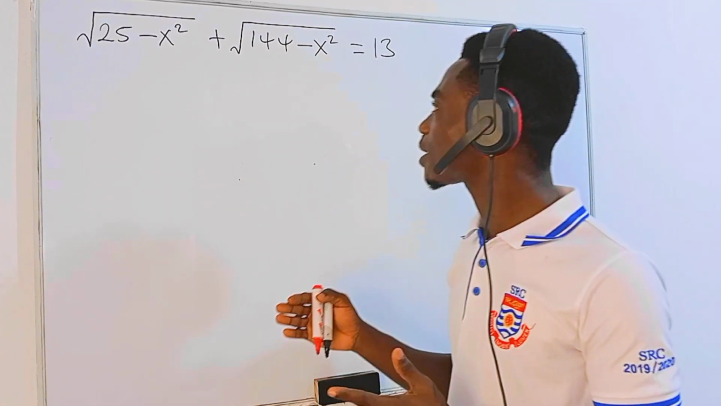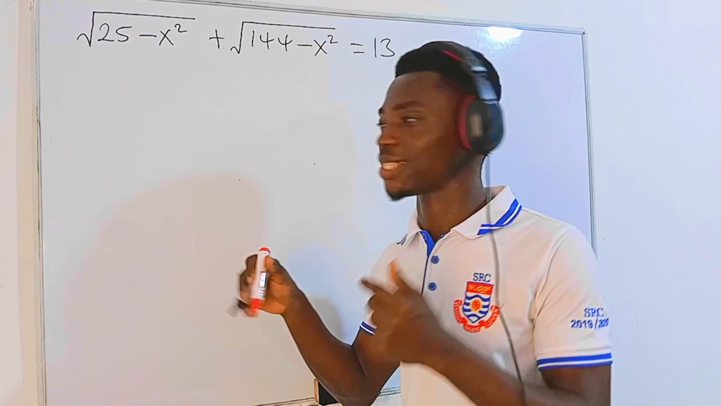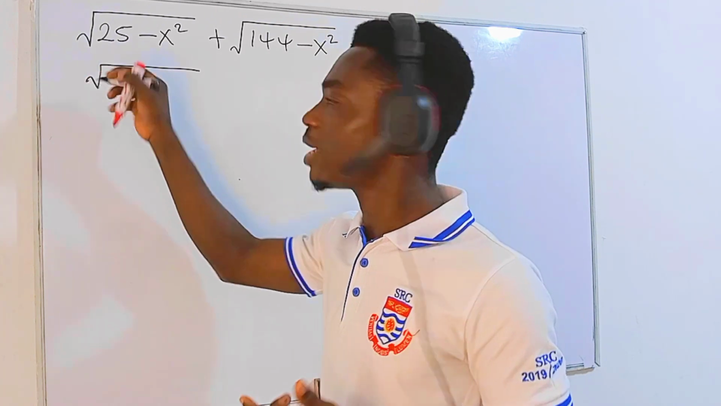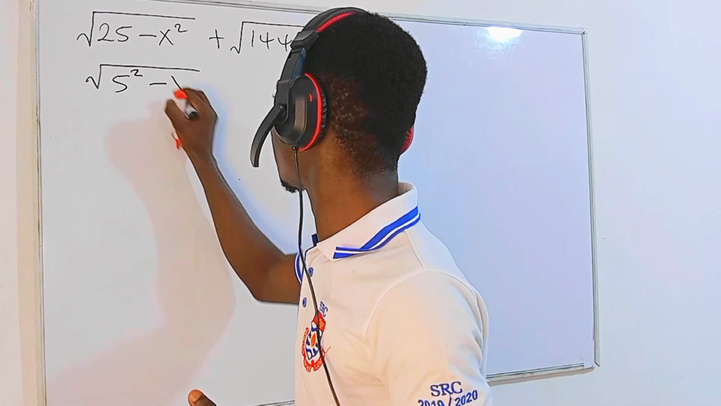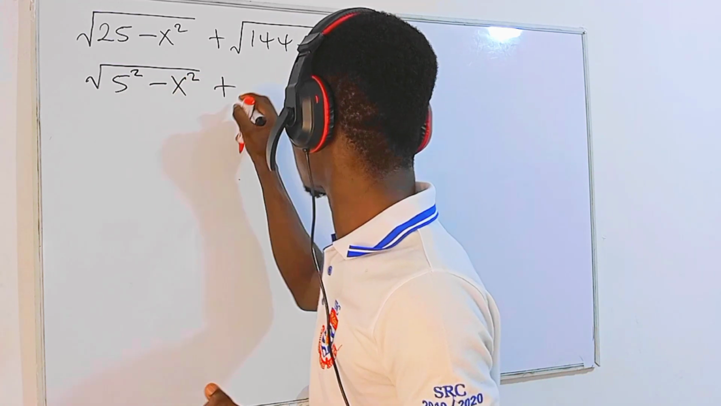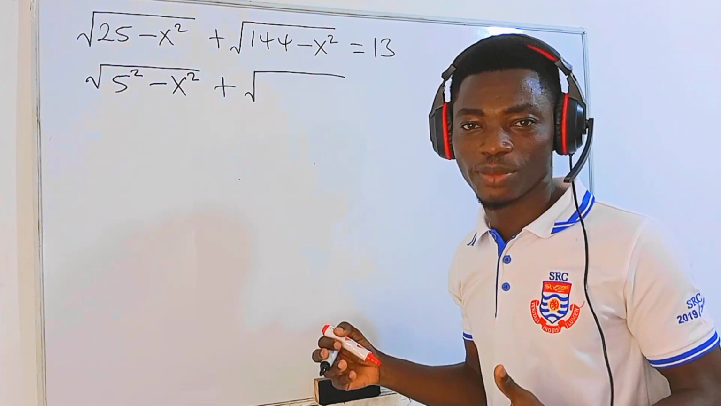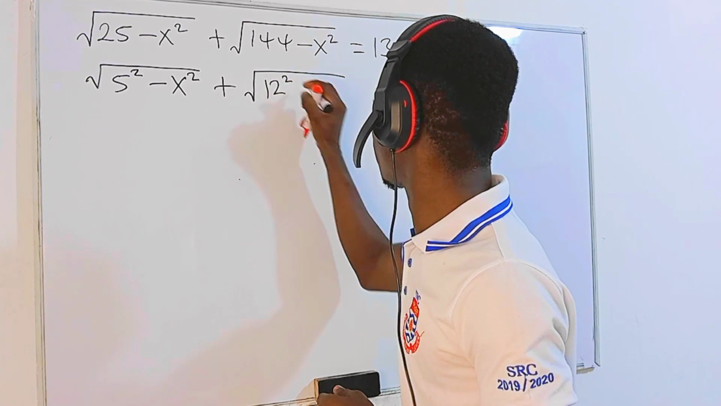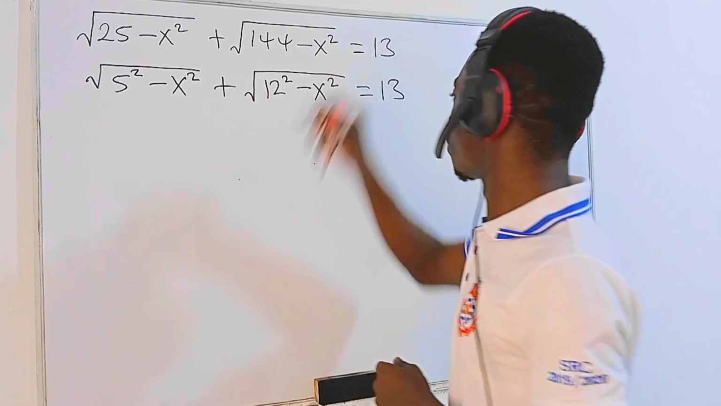In fact, the very first thing I'm going to do is rewrite this equation in a different form. Check this. We have square root of 25, but 25 is the same as 5 squared. So I'm going to put 5 squared for 25, then minus x squared, then plus square root of 144, which is also the same as 12 squared. So I'll put 12 squared here, then minus x squared, and this is obviously 13.